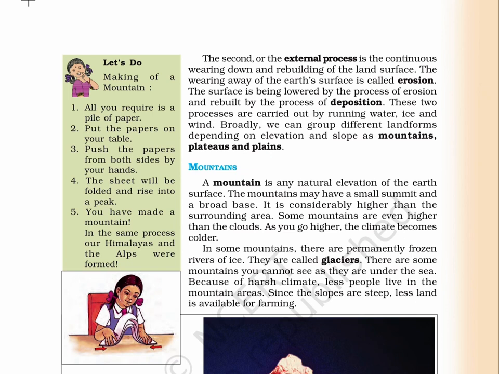In some mountains, there are permanently frozen rivers of ice. They are called glaciers. There are some mountains you cannot see as they are under the sea. Because of harsh climate, fewer people live in the mountain areas. Since the slopes are steep, less land is available for farming. Figure 6.2 shows fold mountains, that is, Himalayas. We see a fold mountain, crust.